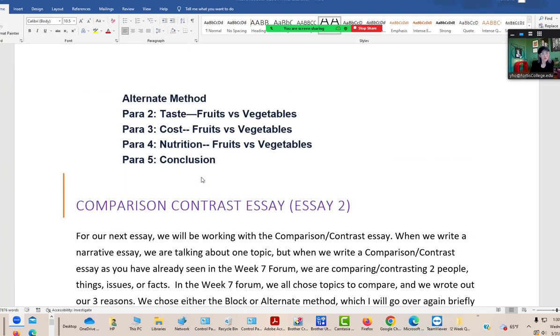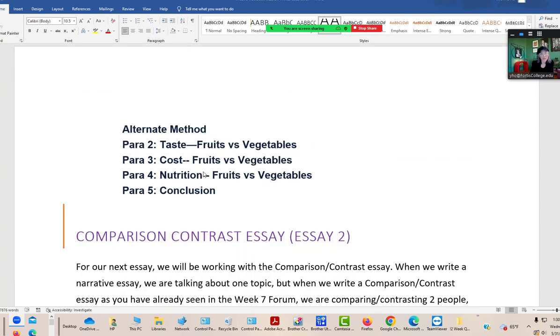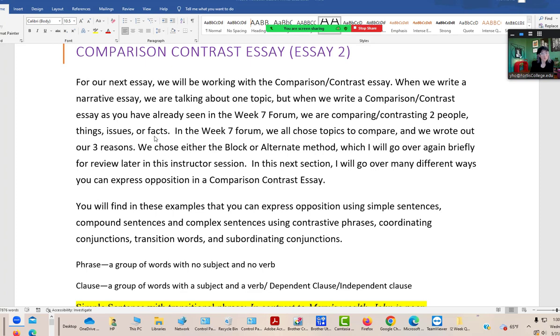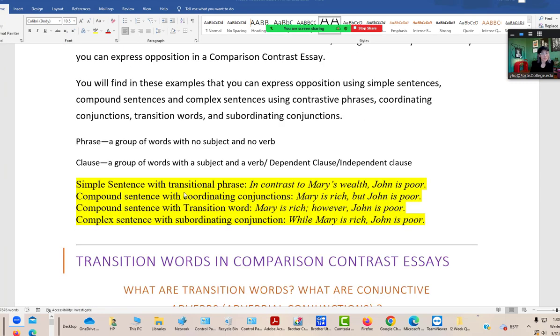If you use the alternate method, which is what we've been using for essay 1, then paragraph 2 would be taste, paragraph 3 would be cost, paragraph 4 would be nutrition, paragraph 5 would be conclusion. And so for your next essay, we will be working with the comparison contrast essay. And so we're going to do that in week 7, week 8, 11, and 12.